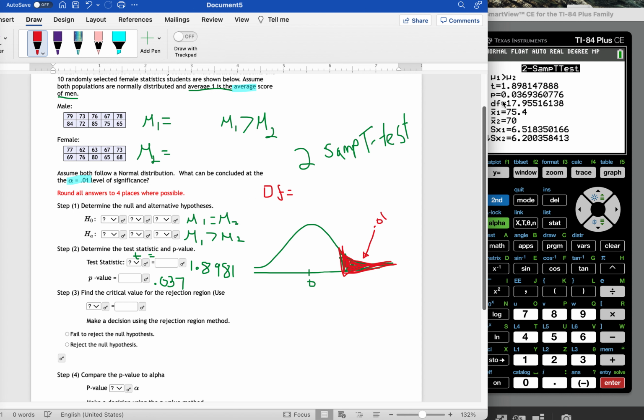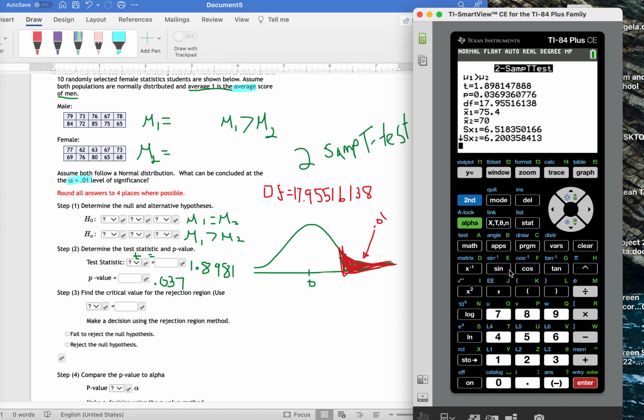If I read off here, the degrees of freedom is 17.955516138. For those of you who like using formulas, you can look up that formula online for finding degrees of freedom for a 2 sample t-test. The formula is fairly complicated, but if you want, you can look it up online and try it. If not, you can just get it off the calculator.